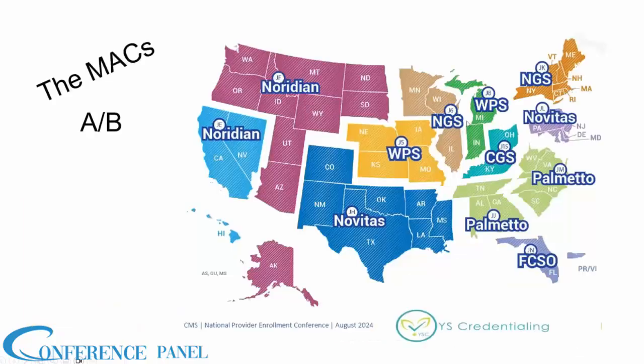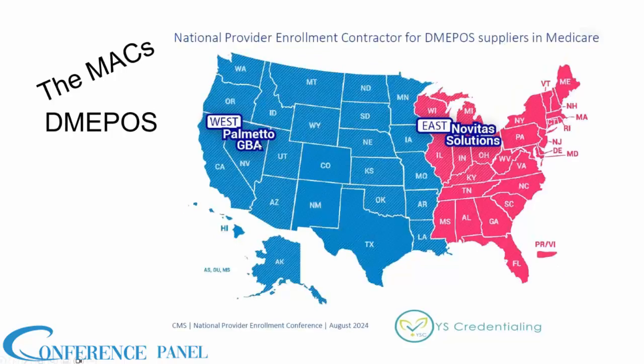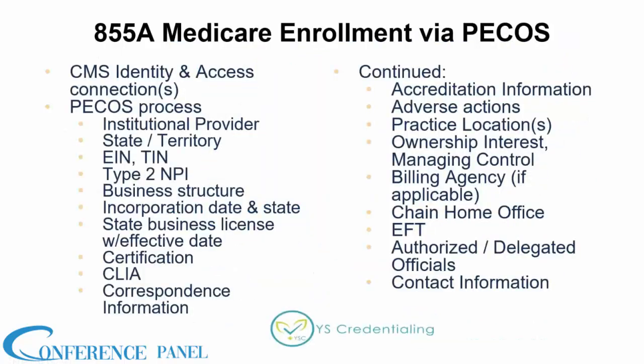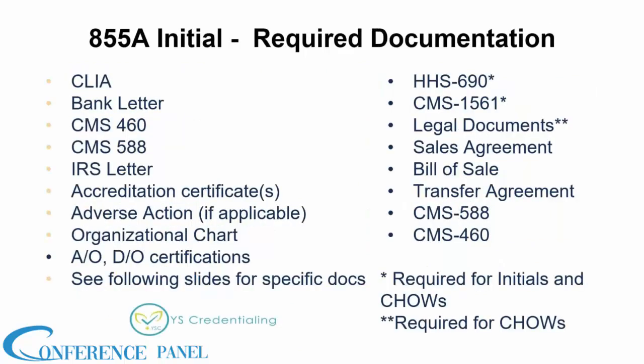The other big thing is understanding your MAC, right? So whether you are Part A, Part B, or DME, you have to understand your MAC and then sign up. So let's talk about the 855A. And you're going to relate that back to that list that we saw earlier, right? That everything that falls under facility or institution. Facility application, which is the 855A. What are the documentation requirements? So you need the CLIA for every CLIA. You need the bank letter.